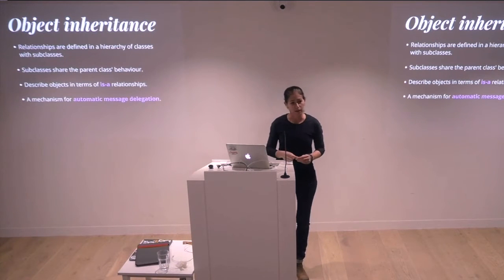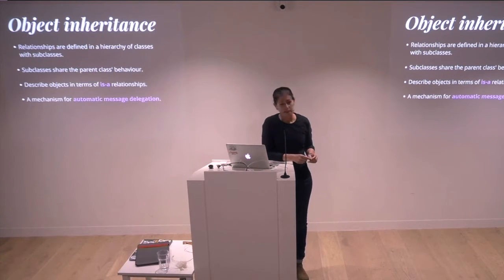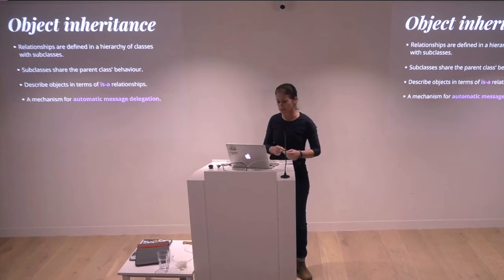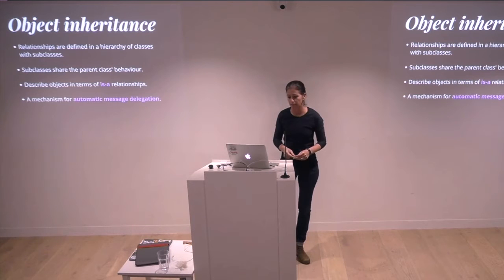Let's start with object inheritance, which is what Ruby is usually using. Relationships are defined as a hierarchy of classes with subclasses. Subclasses share the parent class's behavior. So if you define something in the parent, the children will have the same behavior. Inheritance describes objects in terms of is-a relationships, and we'll look at that in a few moments. And it's a mechanism for automatic message delegation. Again, inheritance is at its core a mechanism for automatic message delegation.